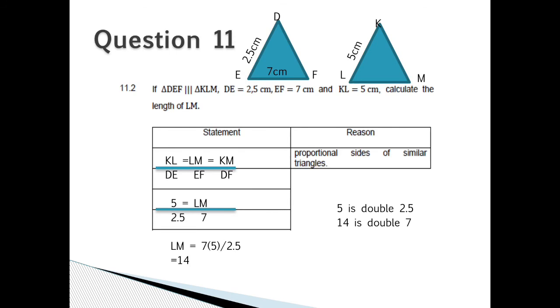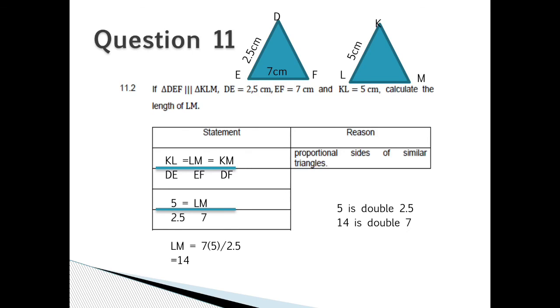So draw the triangle DEF and draw the triangle KLM. Make a note to say that DE is equal to 2.5 centimeters. Make a note that EF is equal to 7 centimeters. And make a note that KL is equal to 5 centimeters. Now you can see what you need to calculate, which is LM.